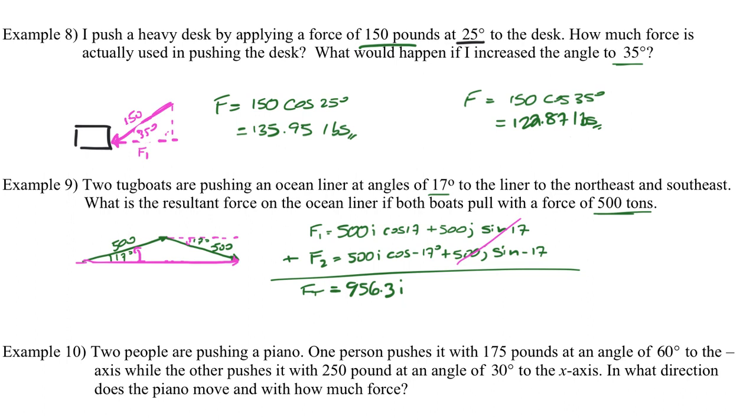Now I'm going to find the magnitude. In this case, the magnitude is easy because I have just one element, either i or j. If I just have one, it's the same. So I have 556.3 tons.